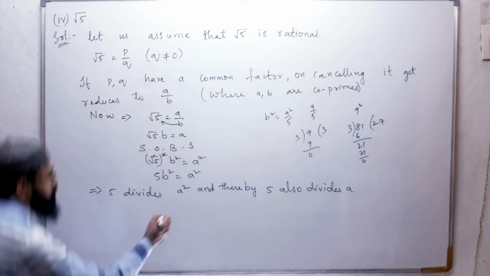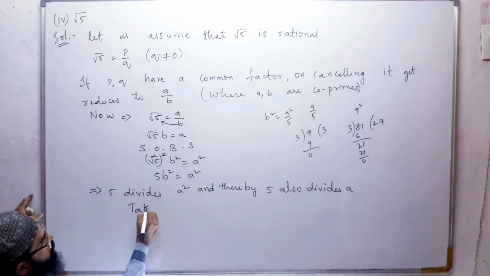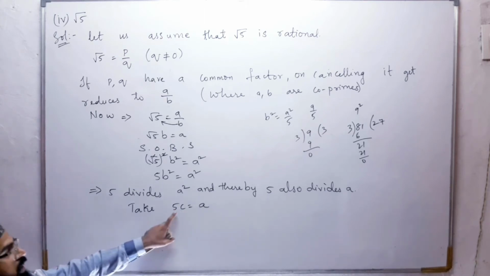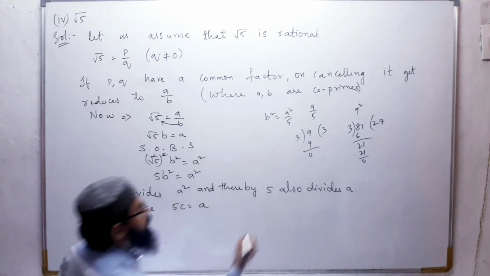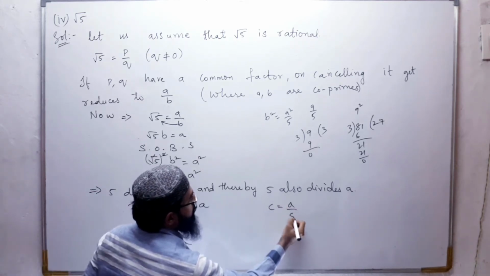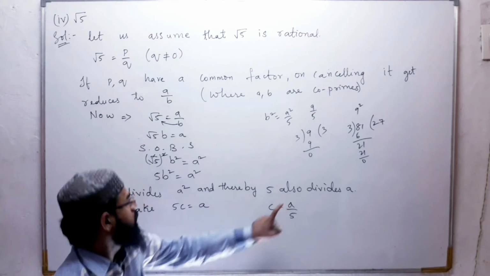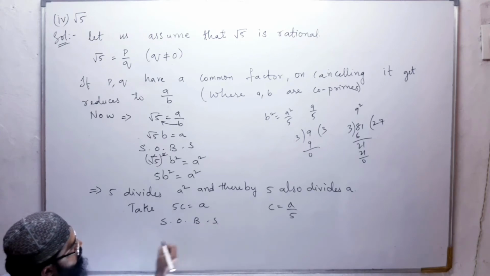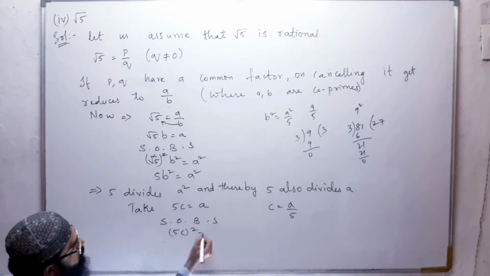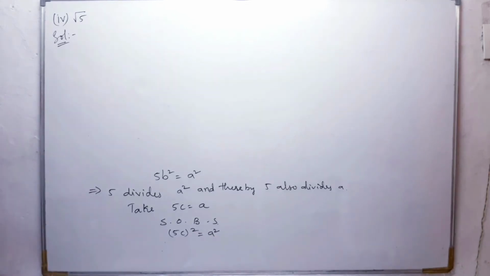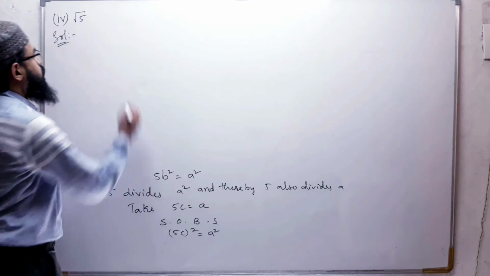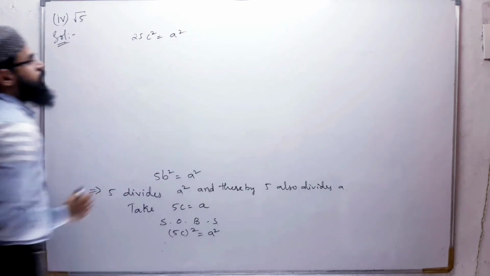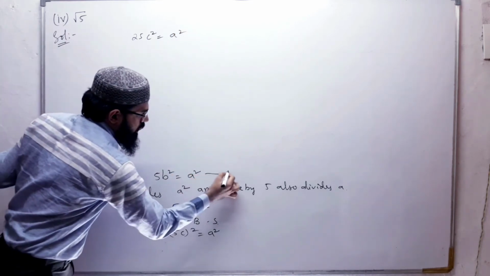So we can take a equal to 5c. What do you mean by this? 5 goes down, so c is equal to a by 5. So 5 is dividing a. Now squaring on both sides, 5c whole square is equal to a square. Square of 5 is 25, so 25c square is equal to a square. Let this be the first equation.